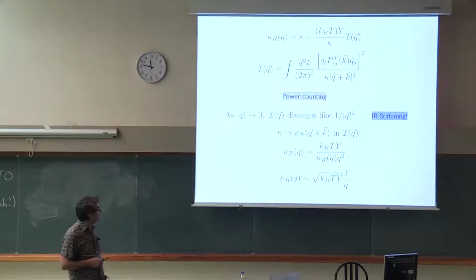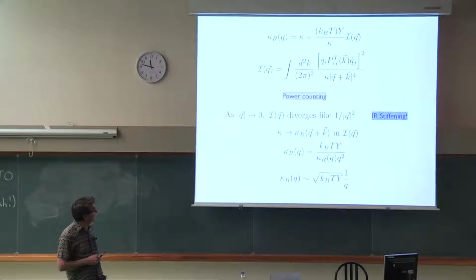So you can do that to get a rough idea of what's going on by replacing the bending rigidity in this equation by the renormalized bending rigidity at wave vector q plus k. And then you'll see that this cannot be a constant. That will never solve this equation, because you have 1 over q squared divergence here and a constant here.